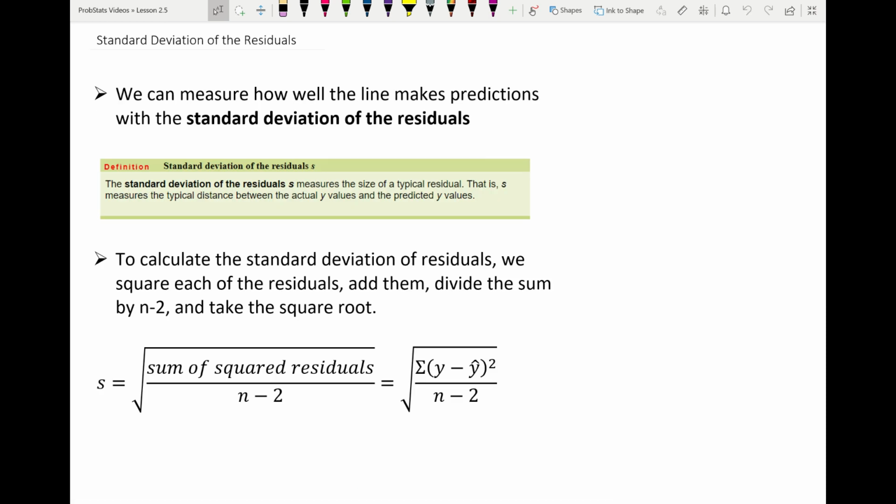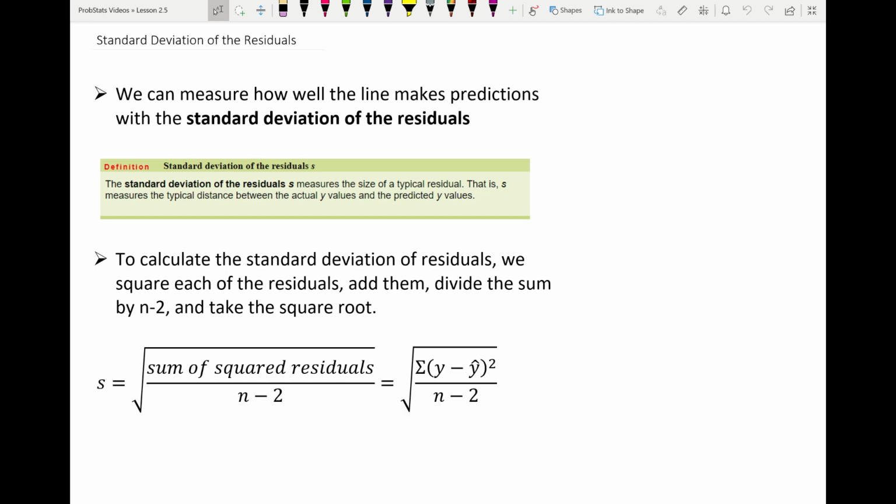All right, so now let's talk about the standard deviation of the residuals. We can measure how well the line makes predictions using the standard deviation of the residuals. Remember that standard deviation is a measure of spread. In this case, the standard deviation of the residuals is measuring the spread in the residuals. So essentially it's saying what is the size of a typical residual based on that spread.